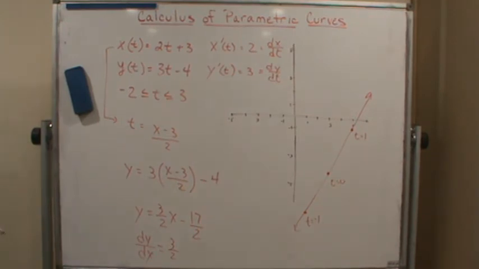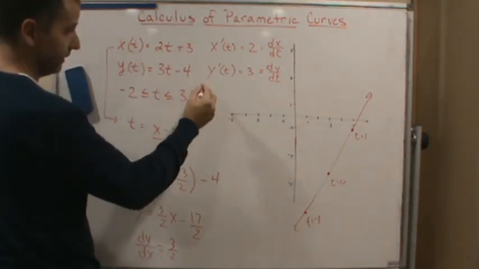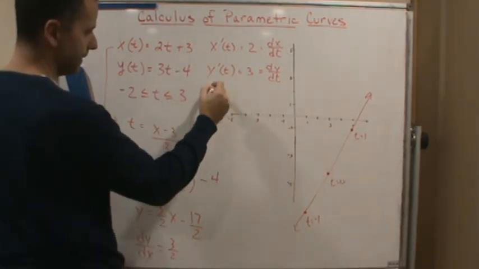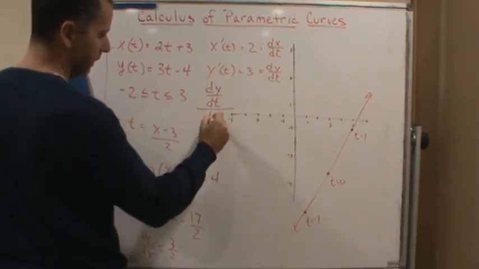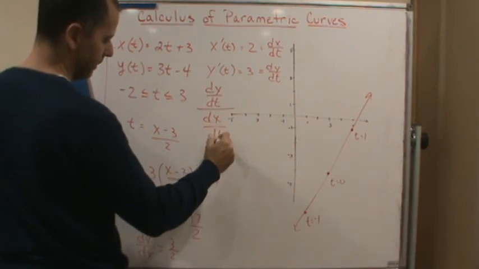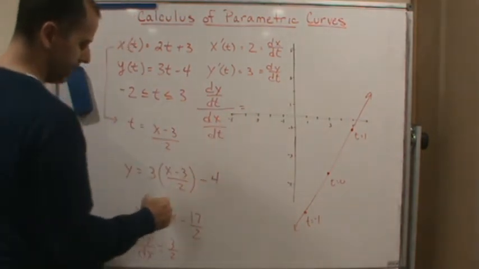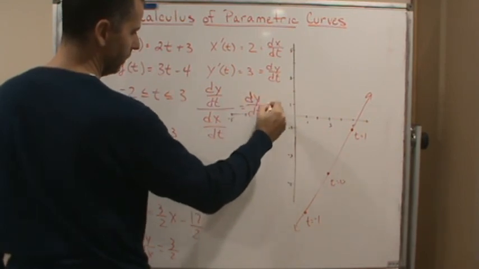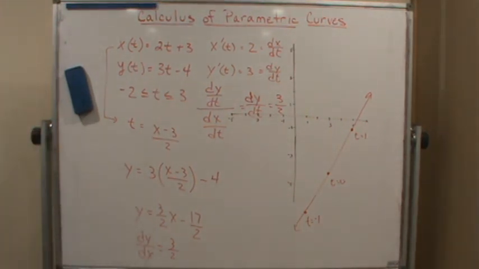Notice that, what do we get here? What if I take the change in y over the change in x? So the derivative of y with respect to t, dy/dt, divided by dx/dt, will give me the same thing, which is 3/2. And that's not by coincidence, as you're going to see in the next theorem.